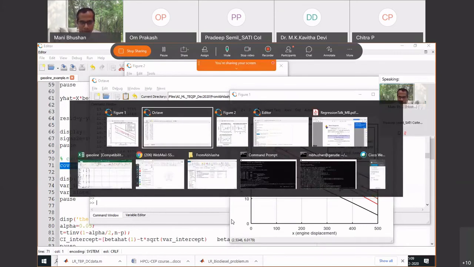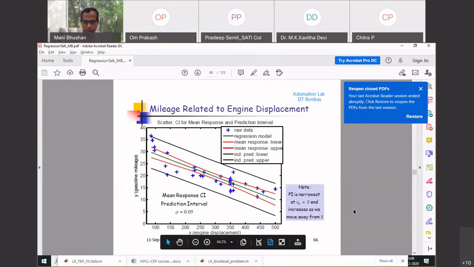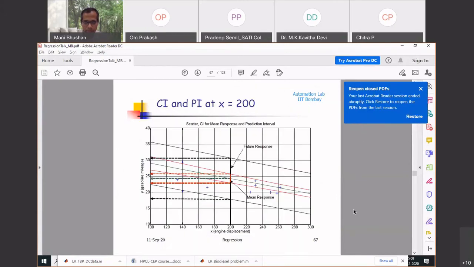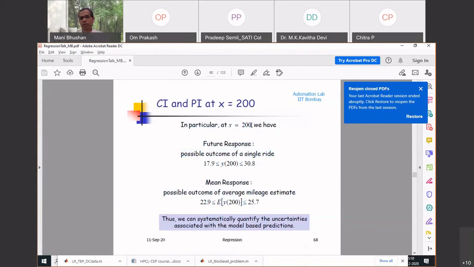In fact, let me see in my slide if I have some numbers. I can show that to you. Yeah, it's the same thing. This is the feature response. So x equal to 200, I have my confidence interval, 17.9 to 30.8. The point value was 24 point something, but a likely range is 17.9 to 30.8. So that's your interval. So now you are sure.